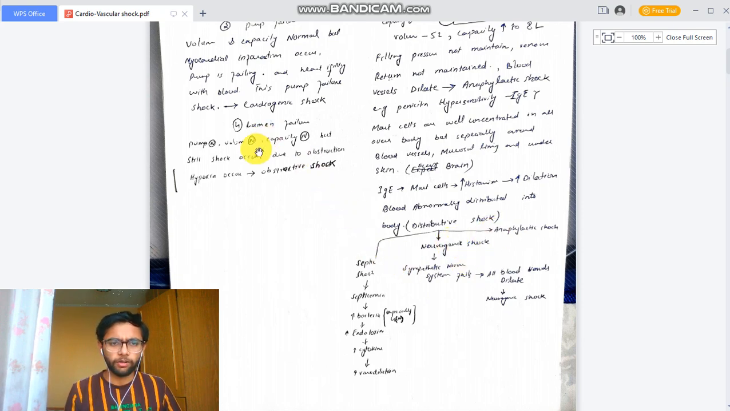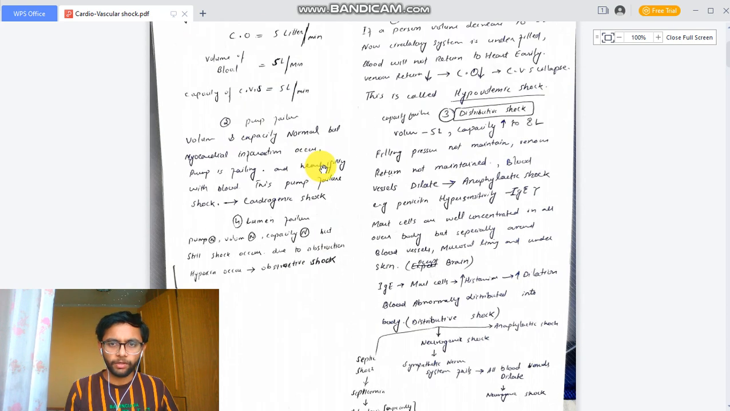Fourth is lumen failure. What is lumen failure? For example, the heart pump is normal, volume is normal, capacity is normal, but the lumen, which is the inside diameter of the vessels, is affected. If the diameter decreases, blood cannot move from the blood vessels to small arteries and veins, and venous return will also decrease. This is lumen failure, which is also called obstructive shock.